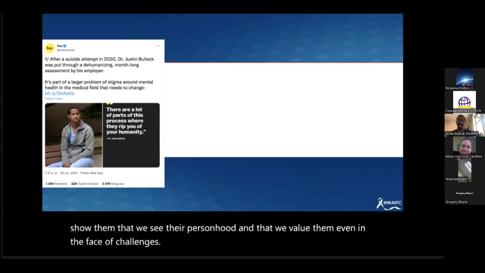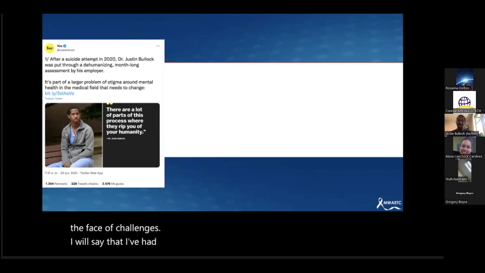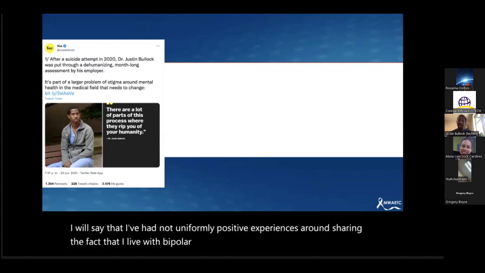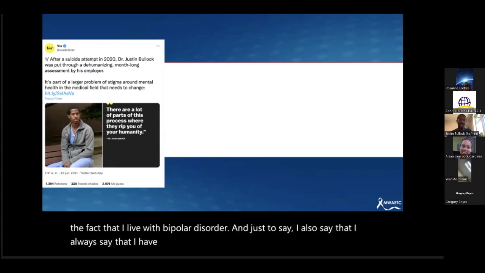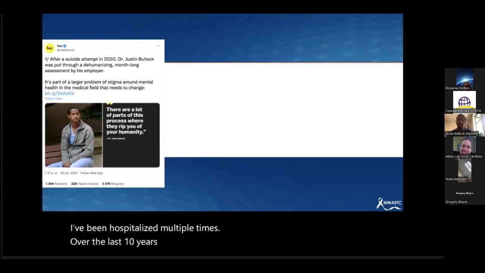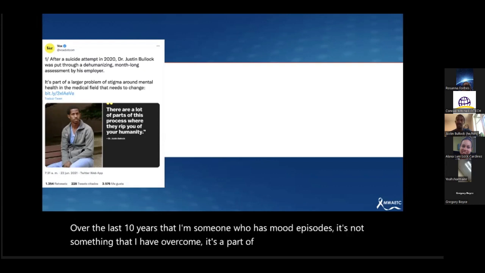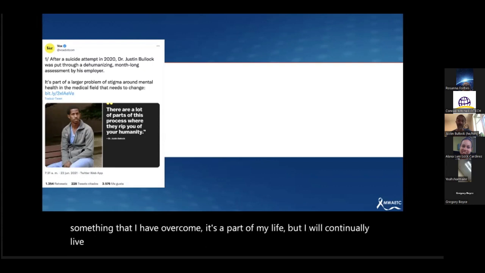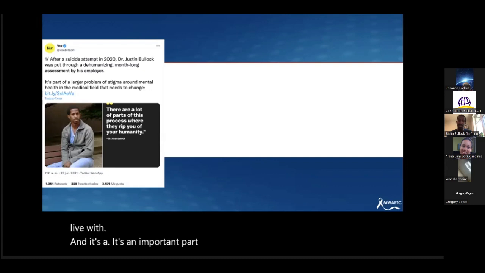I will say that I have had not uniformly positive experiences around sharing the fact that I live with bipolar disorder. And just to say, I always say that I am someone who lives with active bipolar disorder, that I've been hospitalized multiple times over the last 10 years, that I'm someone who has mood episodes. It's not something that I have overcome. It's a part of my life that I will continually live with. And it's an important part of my identity as well.